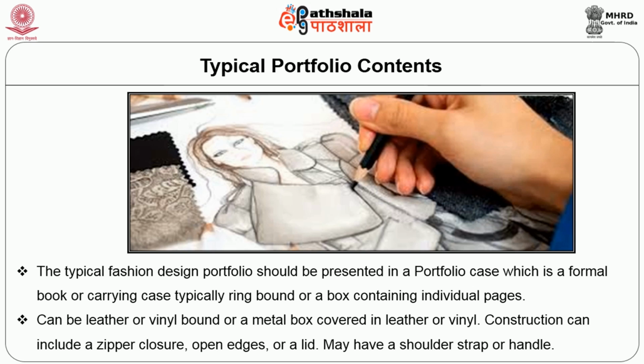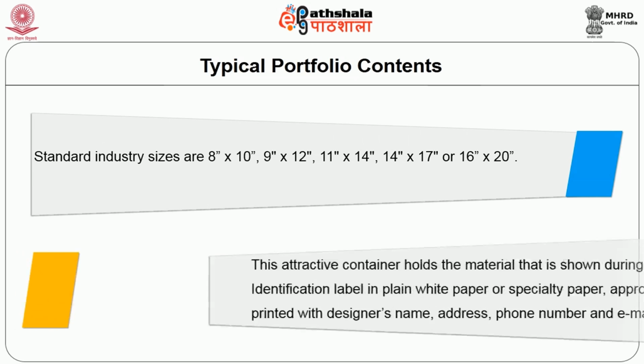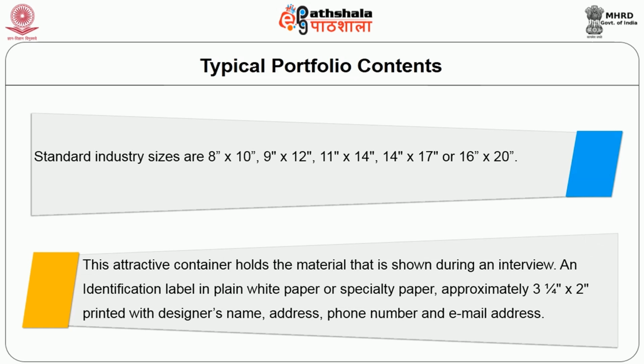It can be of leather or vinyl bound, or as a metal box covered with leather or vinyl. Construction can include a zipper closure, open edges, or a lid. It can have a shoulder strap or handle. The standard industry sizes are 8 by 10 inches, 9 by 12 inches, 11 by 14 inches, 14 by 17 inches, or 16 by 20 inches. This attractive container should hold the material that is shown during an interview.